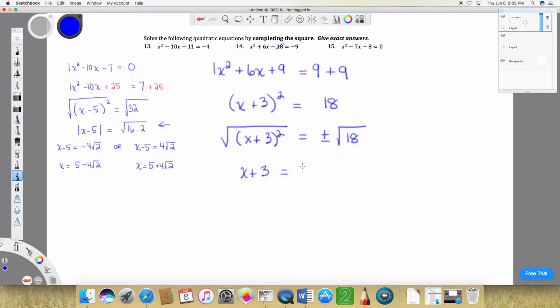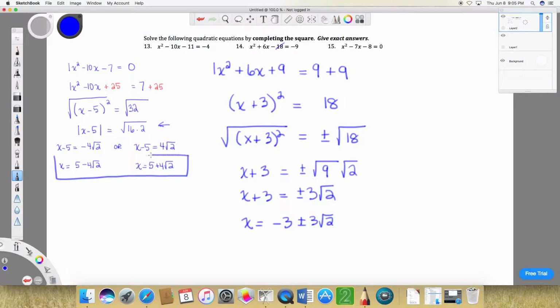And over here, I know that the 18 can be split into 9 times 2. And I know what the square root of 9 is. It's 3, and I can't simplify the square root of 2. So I get my final answer to be negative 3 plus or minus 3 radical 2. And that's how most of the time you're going to see this done. And I don't have a problem with you doing it that way.